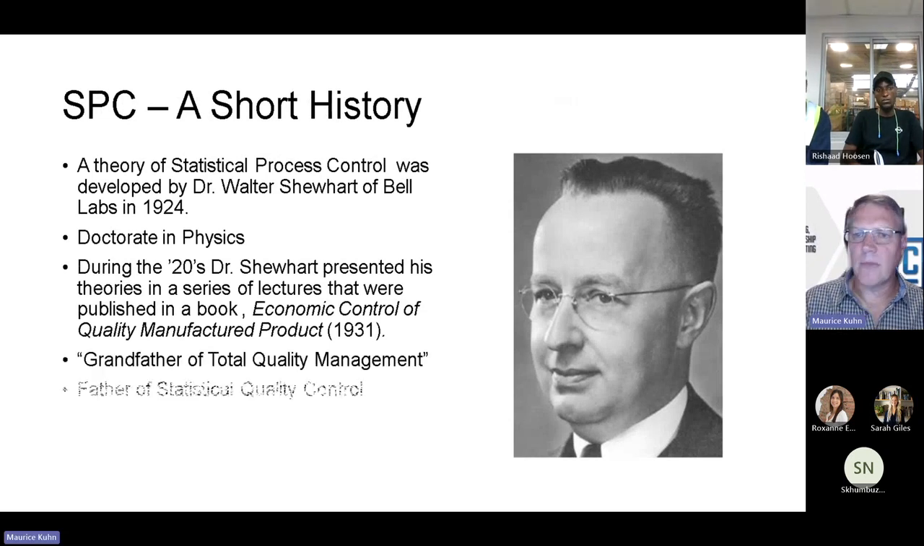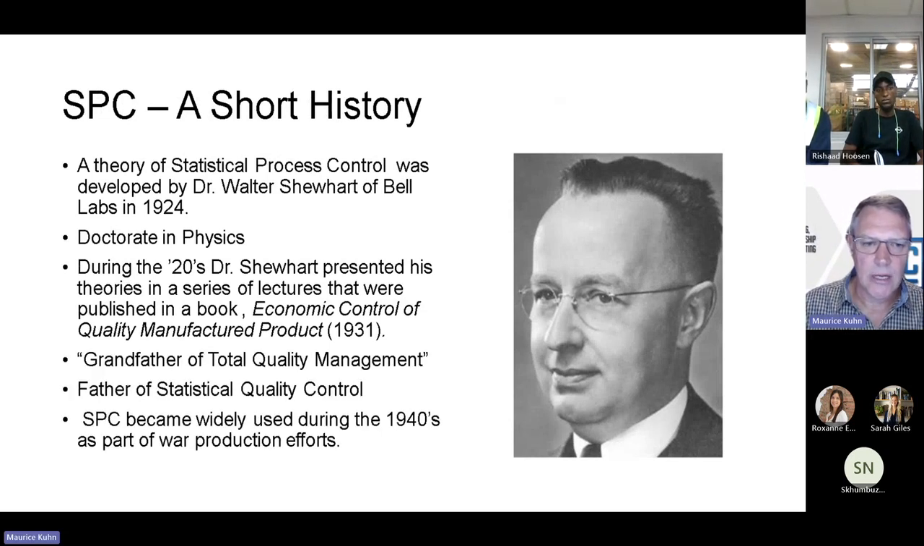So where does it come from? There was a gentleman born in the 1800s, I think 1891, Dr. Walter Shewhart. He later got his PhD in physics, and he worked at Bell Labs, a telephone company. During his tenure there, he developed a theory of statistical process control. So statistical process control dates back to him. During the 20s, he gave lots of presentations and published a book called Economic Control of Quality of Manufactured Products. He later became known as the father of statistical quality control, the grandfather of total quality management, for those who've heard of TQM before.